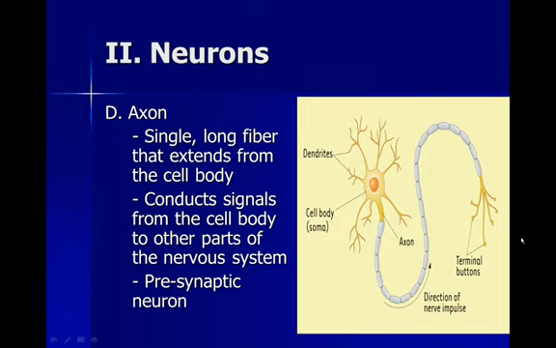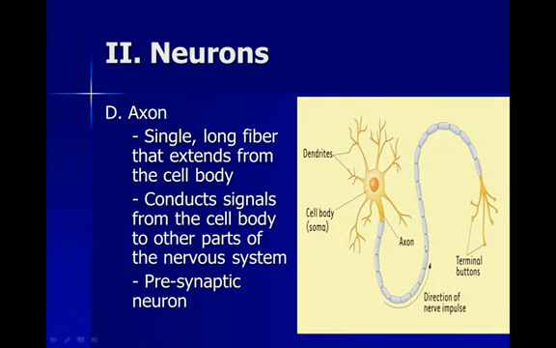These terminal buttons are going to be attached or nearby the dendrites of another neuron. Now an axon can be very short or very long. For example, there are single axons that travel from your spinal column all the way down to your foot, so they can be several feet long. Keep that in mind because it's important for understanding how things like reflexes and muscular coordination function.